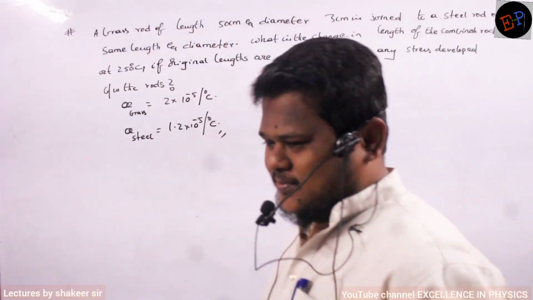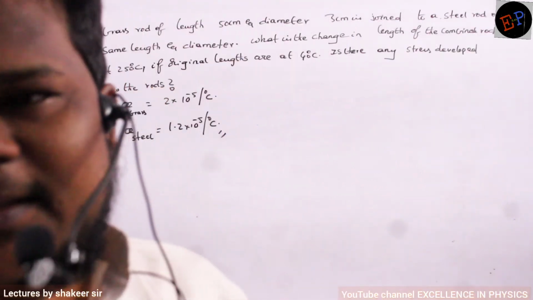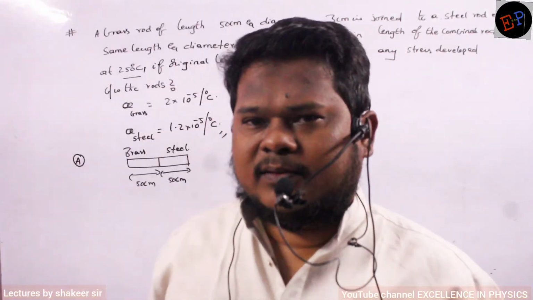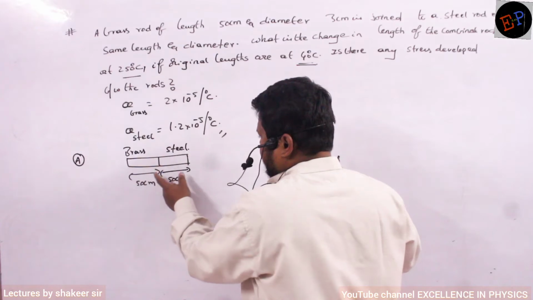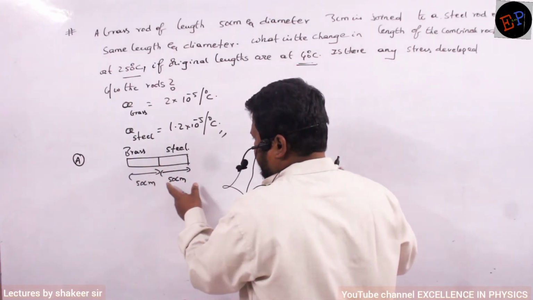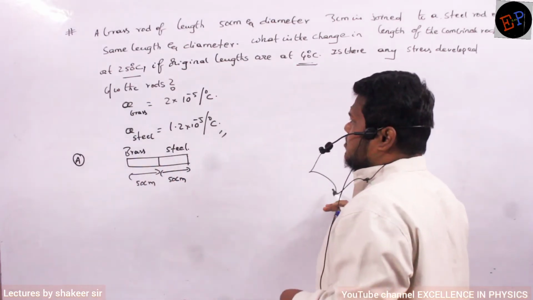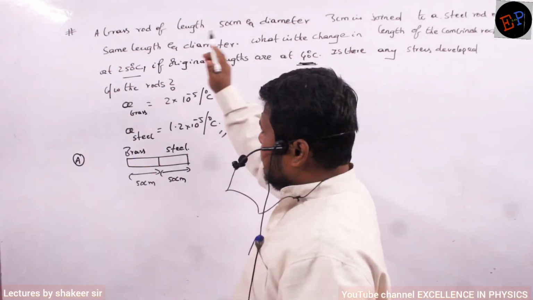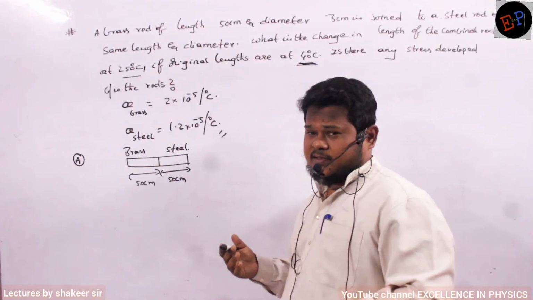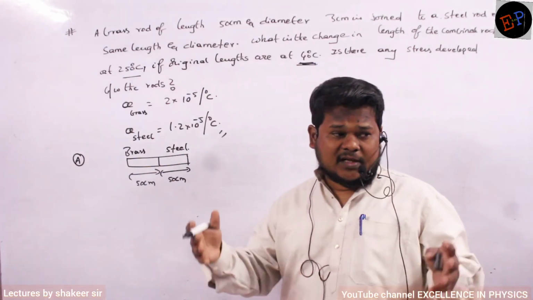But there are 2 rods here. So this is the length of the brass rod and this is the length of the steel rod. 50 centimeter, 50 centimeter. The initial temperature is 40; my initial length is taken at 40. Now when you raise the temperature to 250 degrees Celsius, what is the change in length of the combined rod?